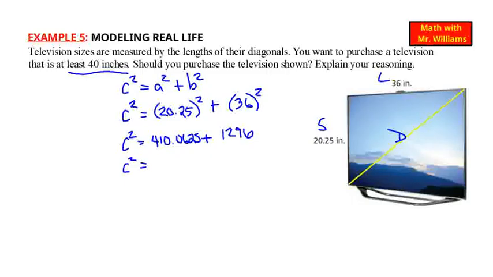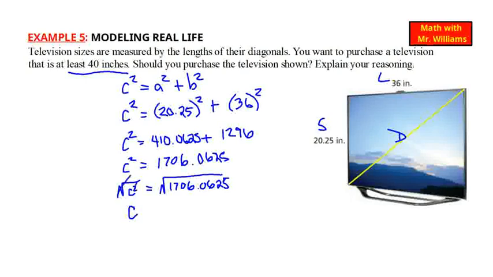We'll add those two numbers up. We arrive at 1,706.0625. Now we're going to go ahead and square root both sides here. So we have our c, because our square and square root cancel, equals 41 and 3/10 inches.